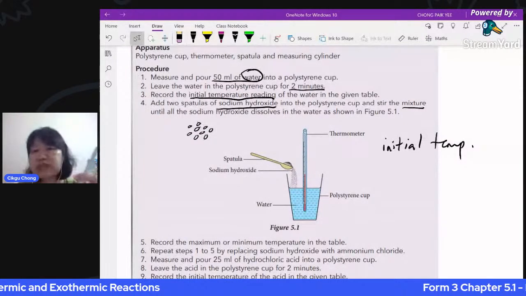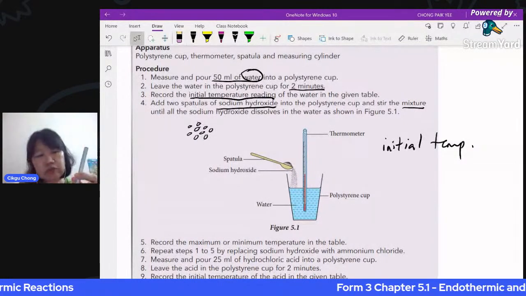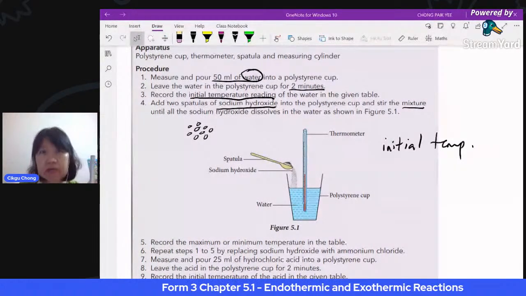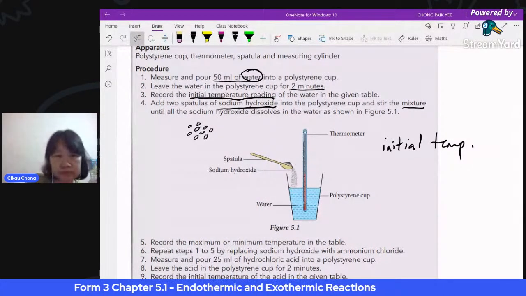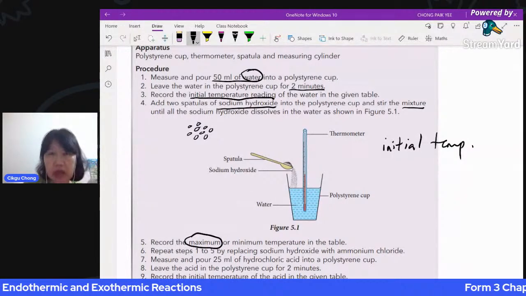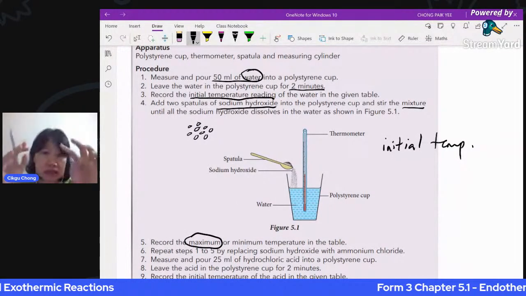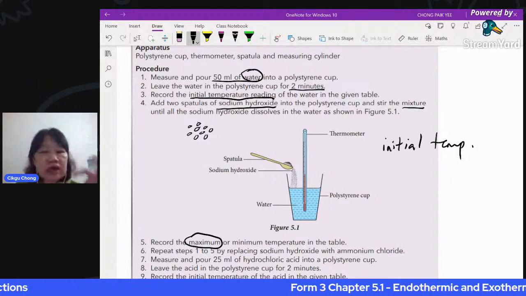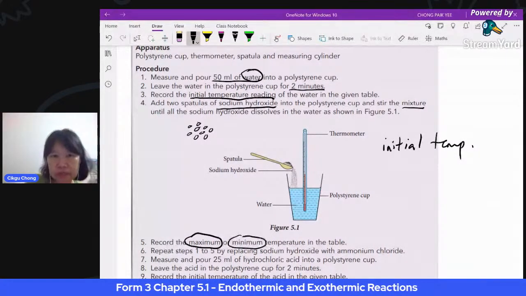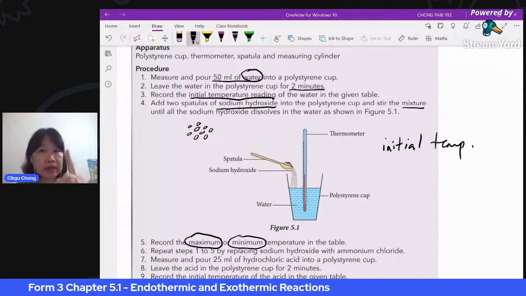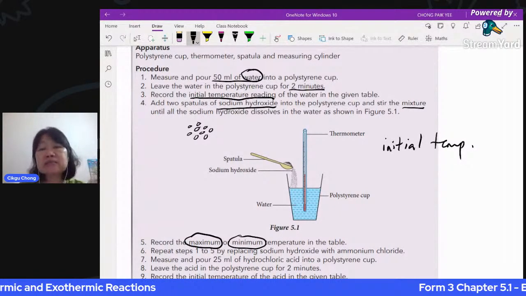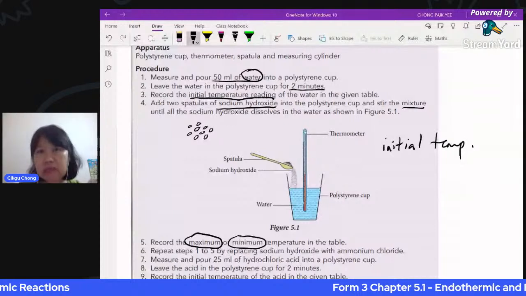In fact, you can leave it there all the time, and you make sure you follow the reading, see whether it goes up or not. If it goes up, you must see the maximum. If it goes down, that means it is getting cooler, right? You must follow until you go to the minimum, because after minimum, it may go up again, and after maximum, it may come down again. So you must take the maximum value or the minimum value.